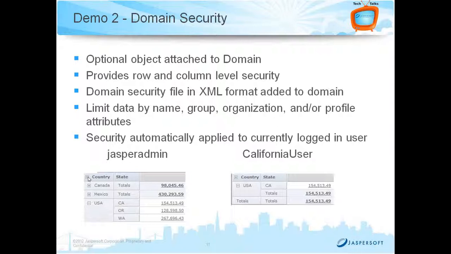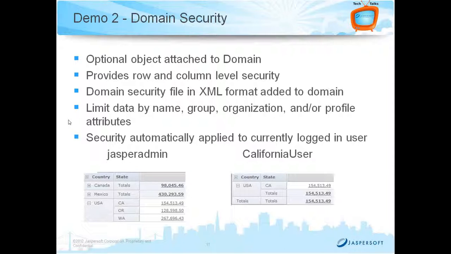The domain security indeed is a file in an XML format that is added to the domain. So you can limit the data by anything the session can return you: by name, by group or whole organization, profile attributes, anything. And the security is automatically applied to the currently logged in user. So if you are a Jasper admin, you will probably see a different result than if you are, for example, a California user. Those two examples already exist in the sample folder, so you can use it. It's called the supermart domain.